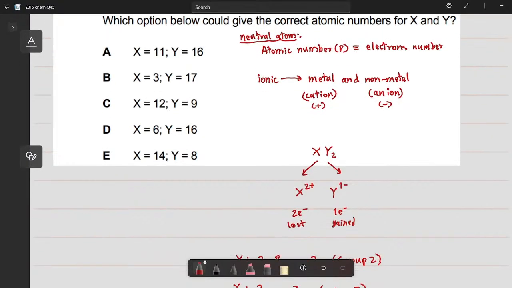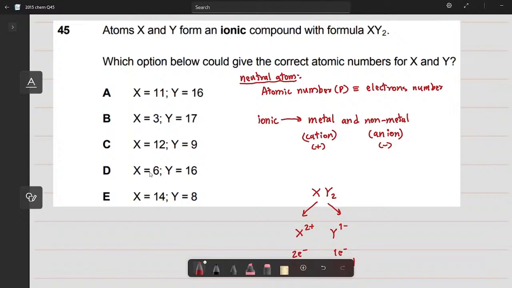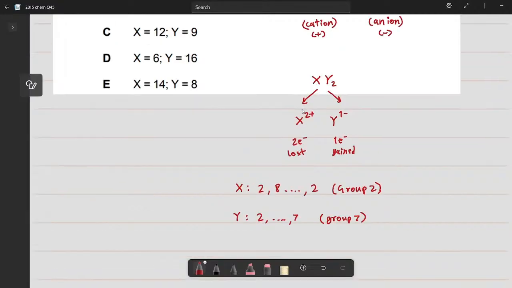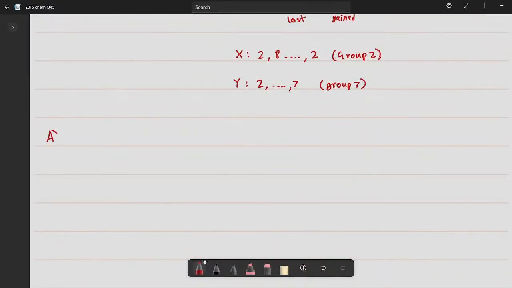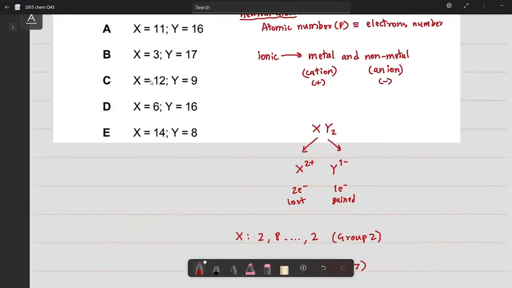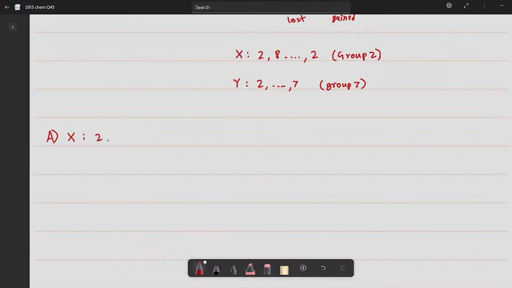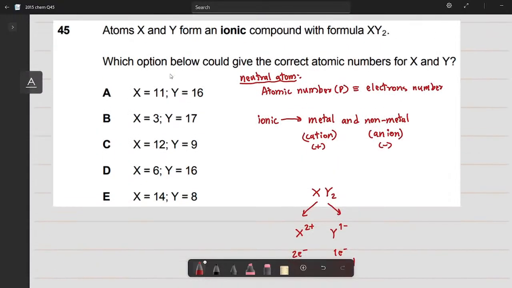So let's go with the basic one. We have X 11 and Y 16. If we construct for option A the electronic configuration, the very basic one, for X it has 11, so 2, 8, 1. But we need the last number of electrons to be 2. So this option A is wrong. For B, it's also going to be 2, 8, 1, so that's also wrong.